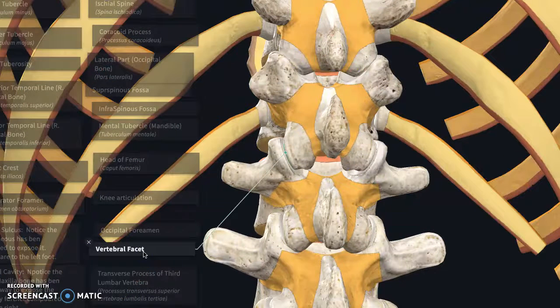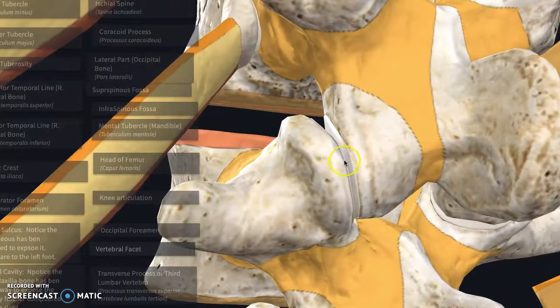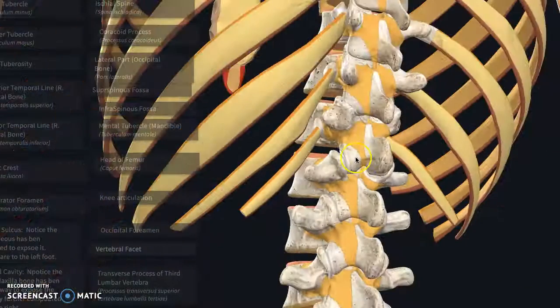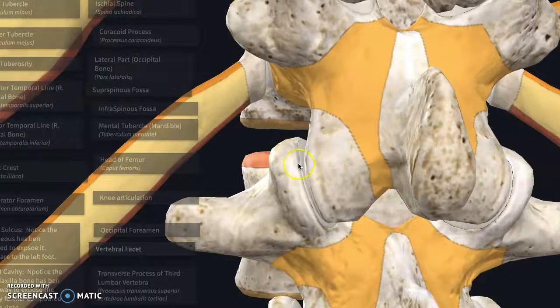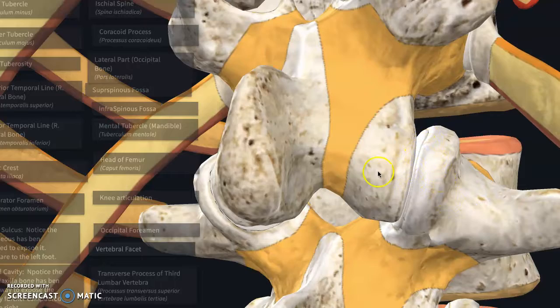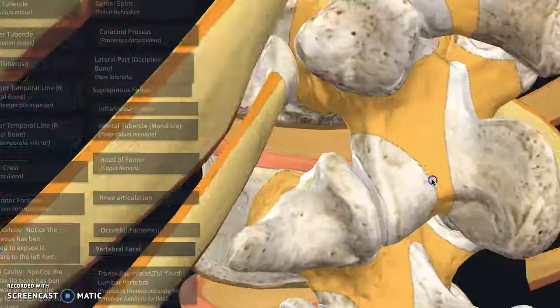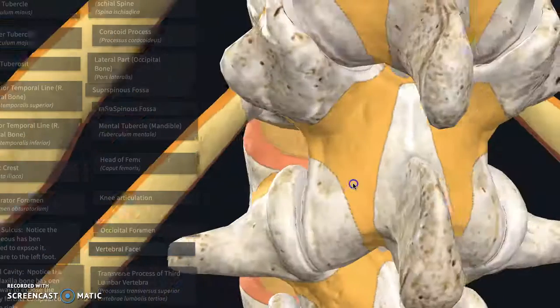Here's a vertebral or vertebrae facet. So a facet is a flat surface where two bones meet usually, and it forms a joint. So if you notice, this is one vertebrae here, and here's the next one. And where they meet, they form a flat surface called a facet. And that facet is designed to allow the bones to rotate on each other. So when you bend over, you can flex and extend your spine left and right, forward and back, and this allows for that movement here.